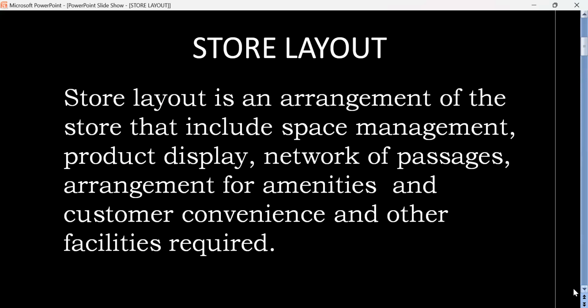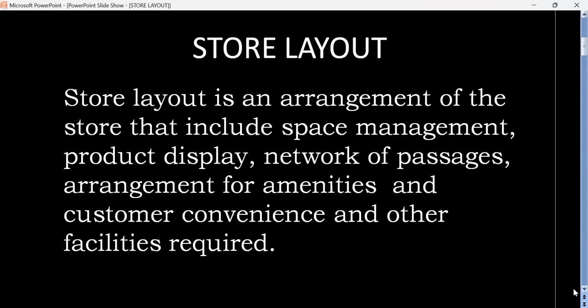There should be ease of display, ease of choice for a customer, and the customer should get the highest convenience. For that purpose, a store layout is designed. So store layout is basically space management, how you use your space in a particular store, so that you are maximizing your product display, and at the same time you are taking care of the passages, the paths in between where the customer will be moving freely and choosing one product or another, and the arrangement of amenities.